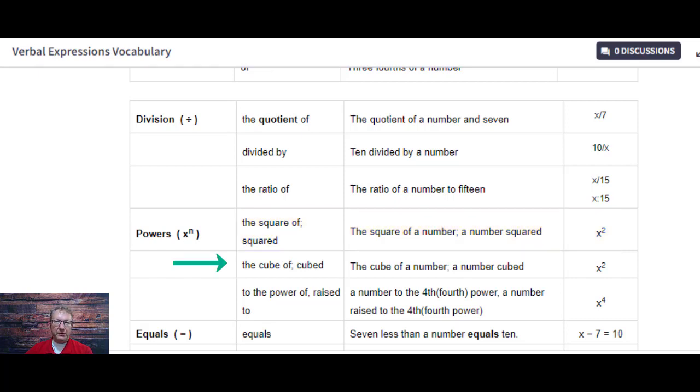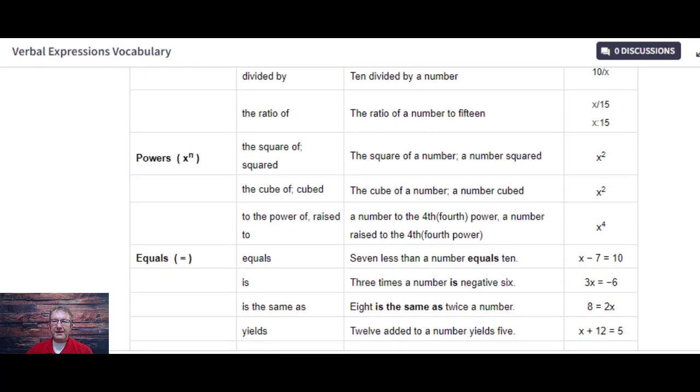The cube of a number is just x to the third power, or x with the little 3 at the top there. Or a number cubed, once again, that would just be x cubed. To the power of, raised to, or raised by: in this case, a number raised to the 4th power would be x to the 4th.